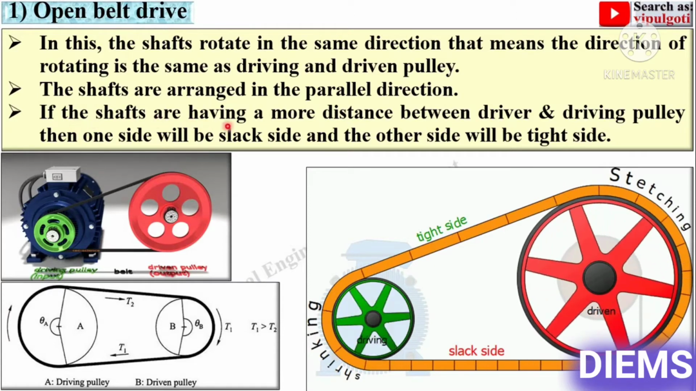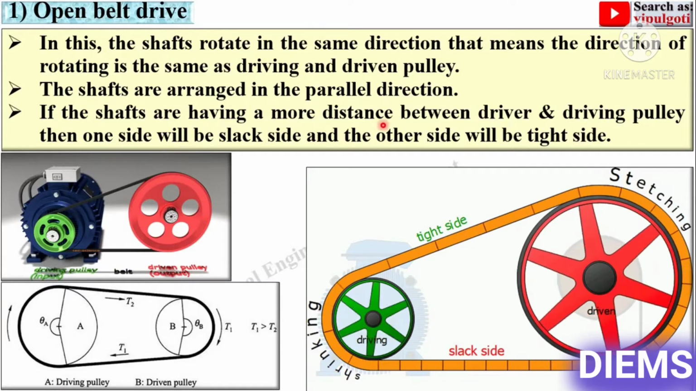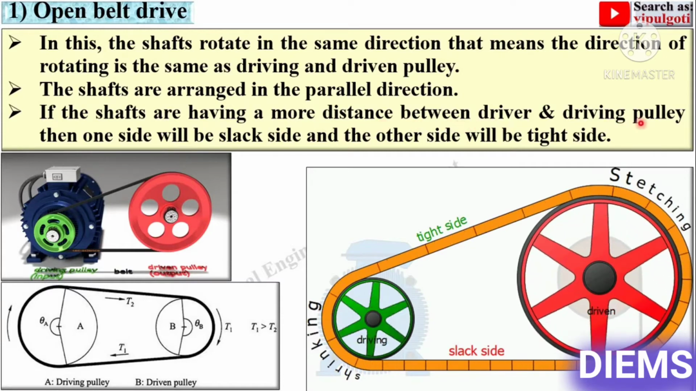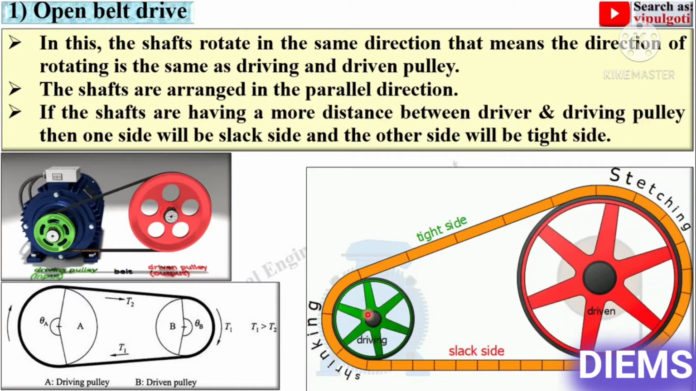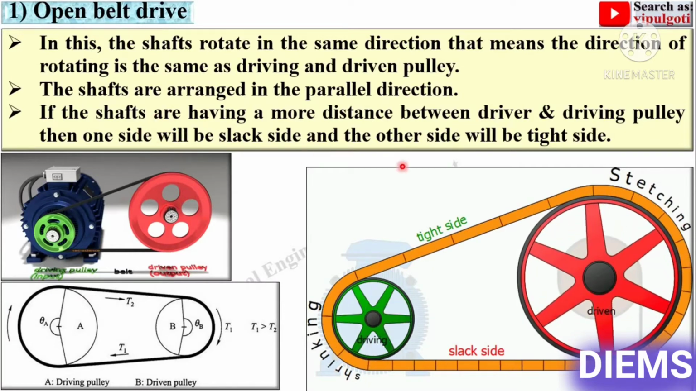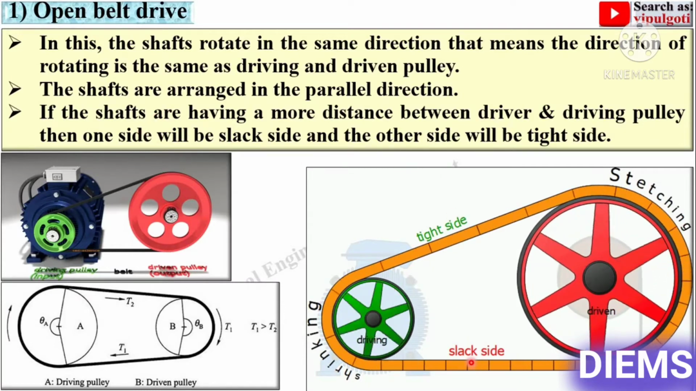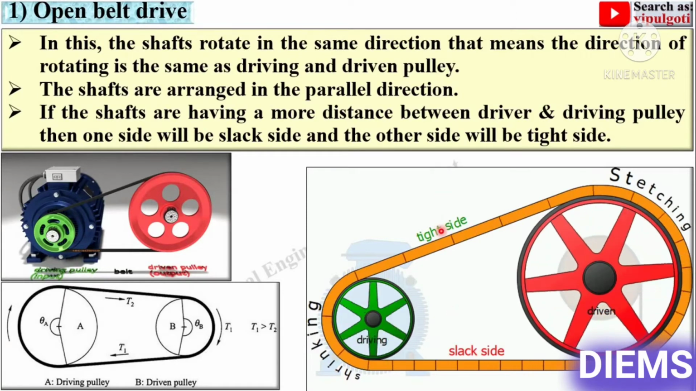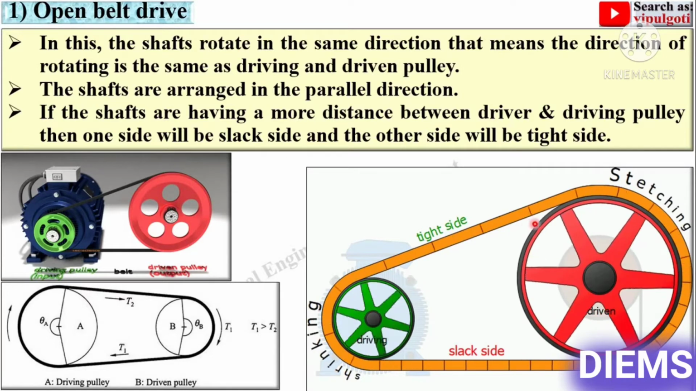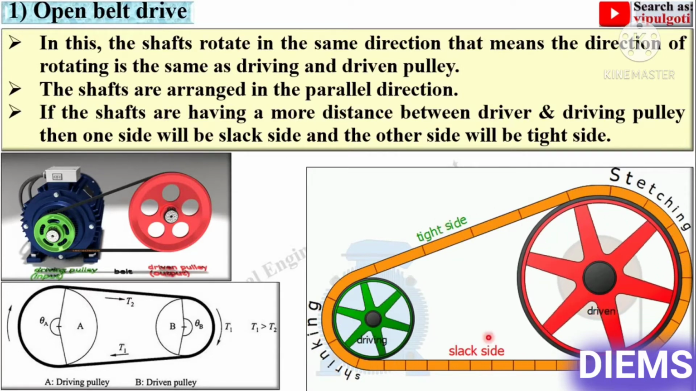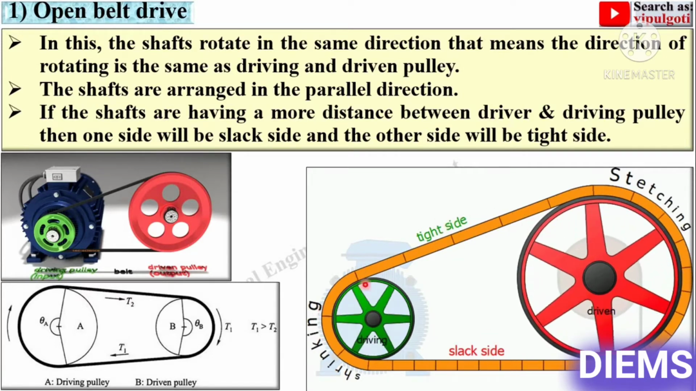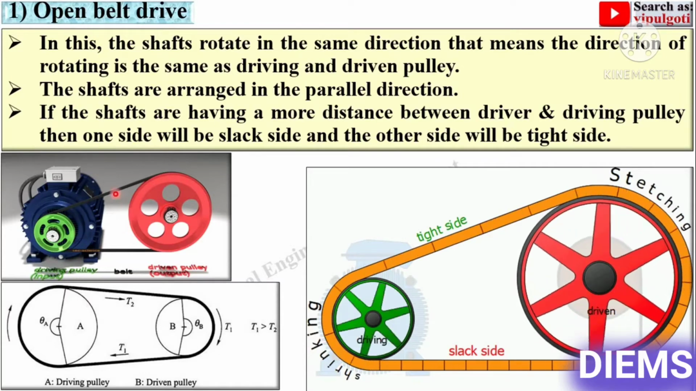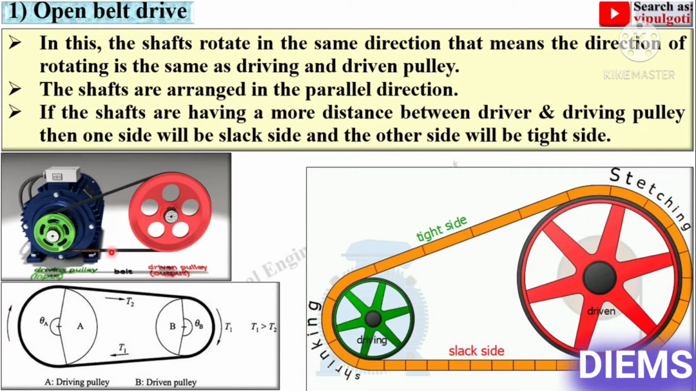If the shafts have more distance between driver and driving pulley, that means from this center to this center, then one side will be the slack side, here you can see, and the other side will be the tight side. So if the distance is more, then there will be the effect of tight side and slack side. If the distance is very less, then there will be no effect of tight side and slack side.